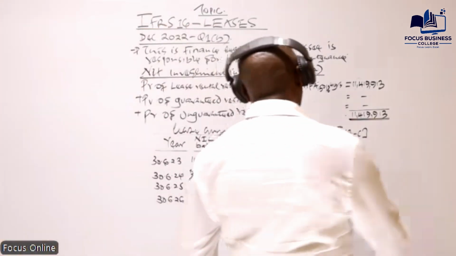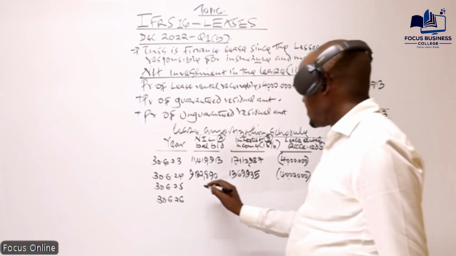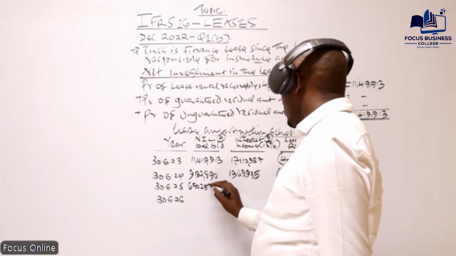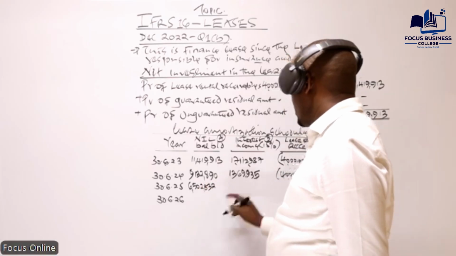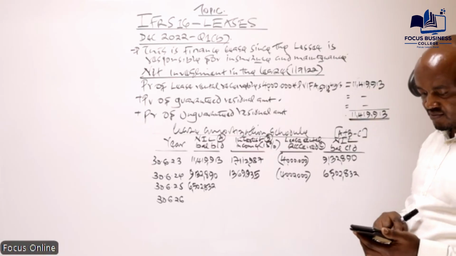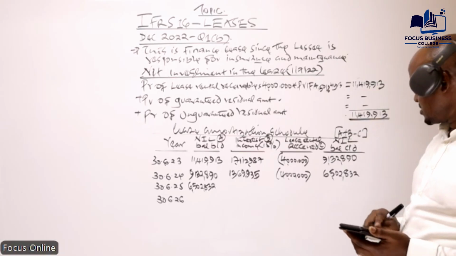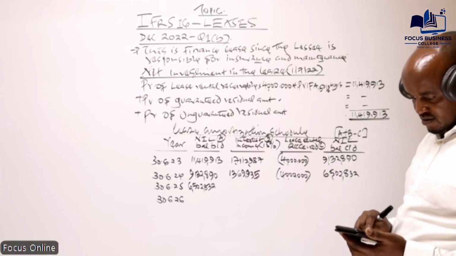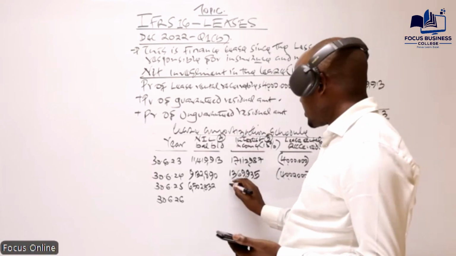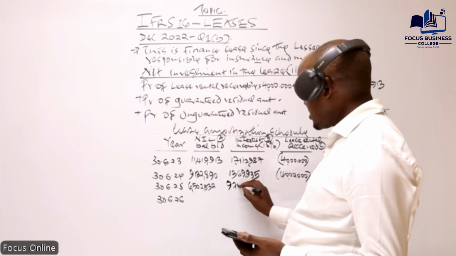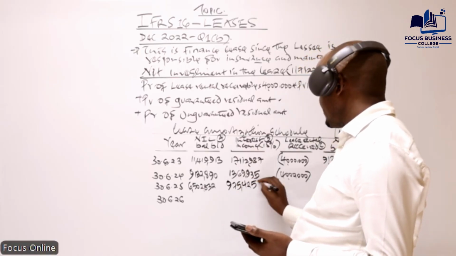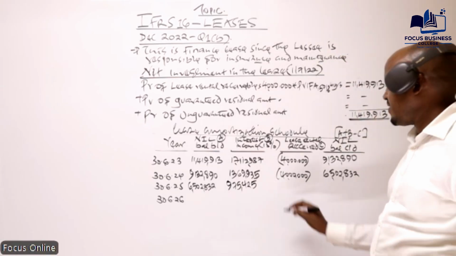Okay, so then this now will be the opening balance here, 65,02,832. So what will be the interest income? We get 15% of that, which will give us what? 975,425. Is that what you're getting?